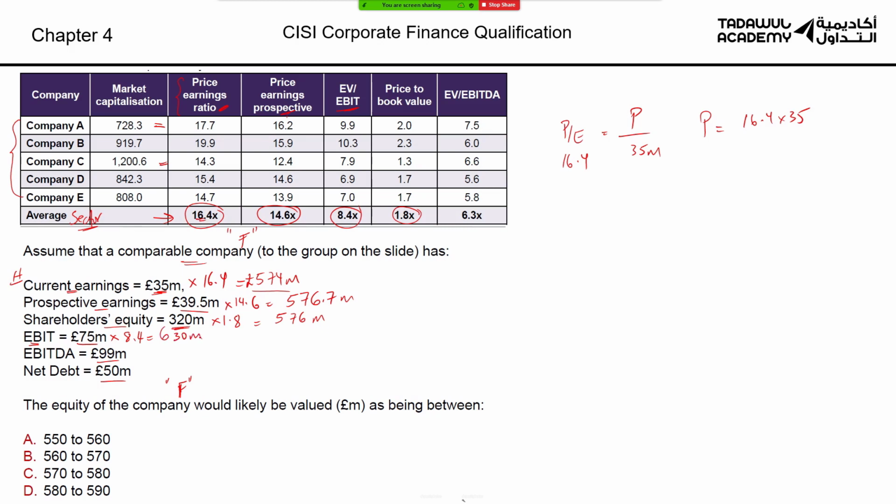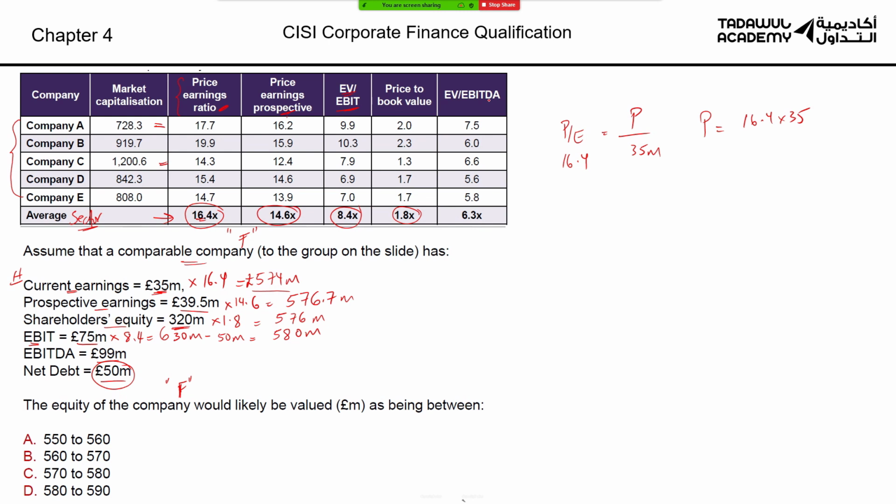But watch out here. Remember, we are obtaining the EV, not the equity value. So what you need to do is deduct the value of net debt, right? And you've been given the net debt of 50 million. So for equity, 630 minus 50, you'll obtain a value of 580 million. Please don't forget it. Lots of our students forget that.